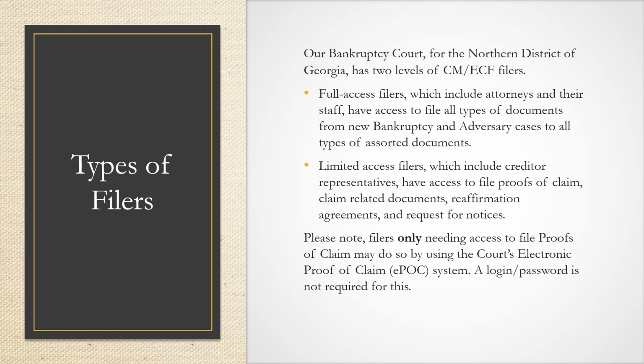Our bankruptcy court, for the Northern District of Georgia, has two levels of ECF filers. The first being full access filers, which include attorneys and their staff, have access to file all types of documents from new bankruptcy and adversary cases to all types of assorted documents. Our next level are limited access filers, which also include creditor representatives, who have access to file proofs of claim, claim-related documents, reaffirmation agreements, and request for notices.